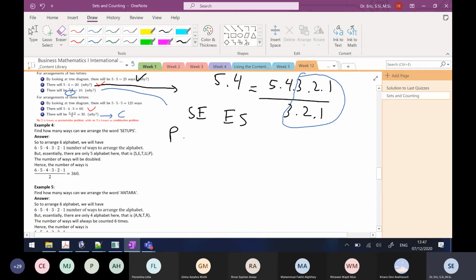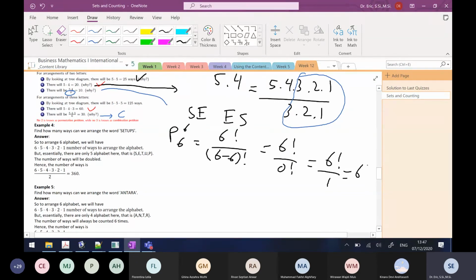Permutation is 6 out of 6. So this is 6 factorial divided by (6 minus 6) factorial. This is 6 factorial divided by 0 factorial, which is 6 factorial divided by 1. This is 6 factorial, so you have 6 times 5 times 4 times 3 times 2 times 1. That is how many ways.